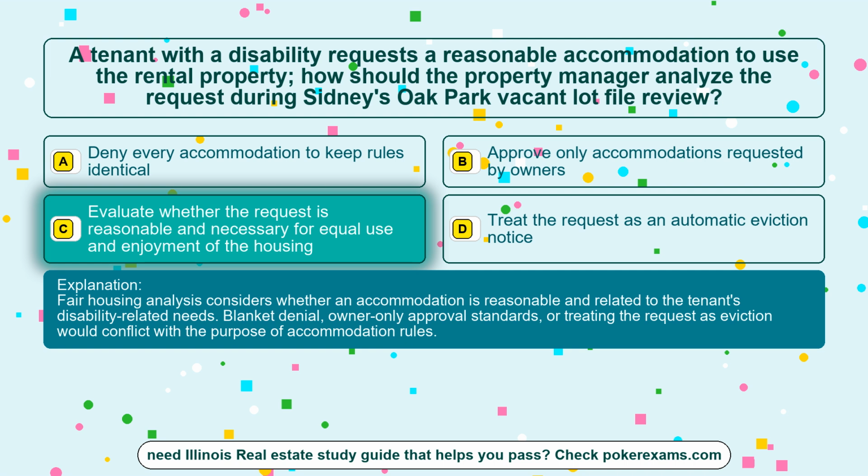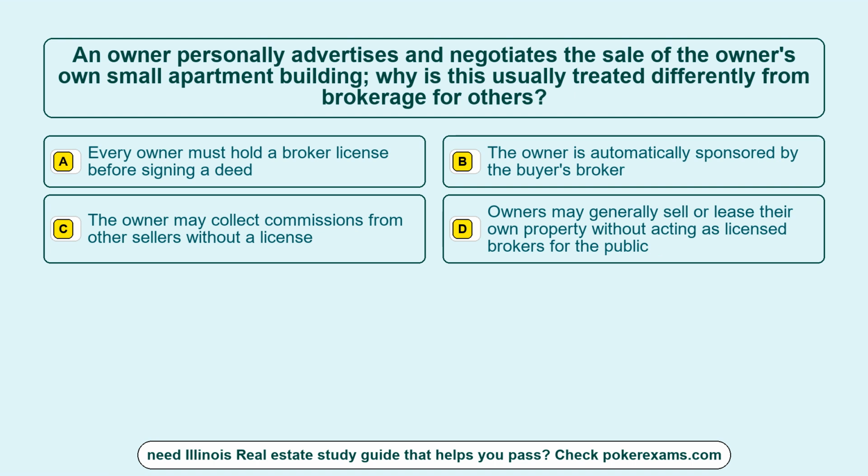Question 24. An owner personally advertises and negotiates the sale of the owner's own small apartment building. Why is this usually treated differently from brokerage for others? Option A. Every owner must hold a broker license before signing a deed. Option B. The owner is automatically sponsored by the buyer's broker. Option C. The owner may collect commissions from other sellers without a license. Option D. Owners may generally sell or lease their own property without acting as licensed brokers for the public.